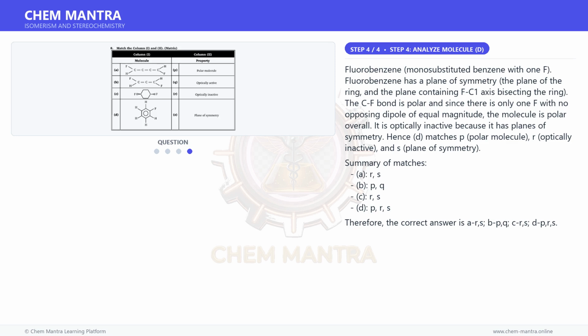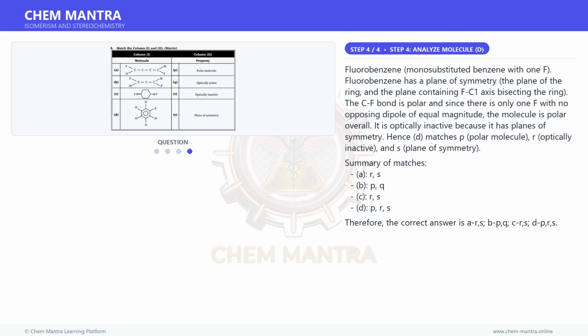Fluorobenzene, a monosubstituted benzene with one F. Fluorobenzene has a plane of symmetry, the plane of the ring, and the plane containing the F, C1 axis bisecting the ring. The CF bond is polar and since there is only one F with no opposing dipole of equal magnitude, the molecule is polar overall. It is optically inactive because it has planes of symmetry. Hence, D matches P, polar molecule, R, optically inactive, and S, plane of symmetry.